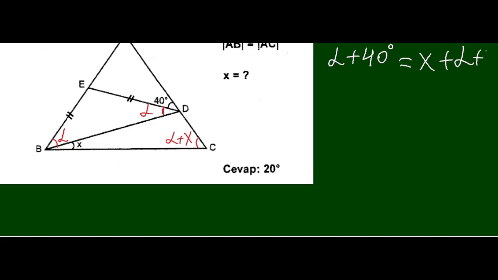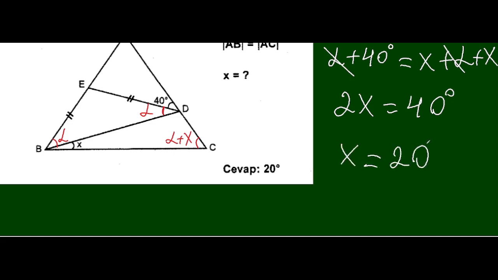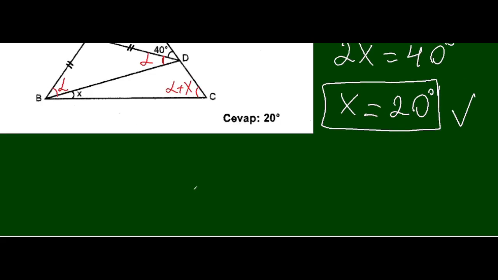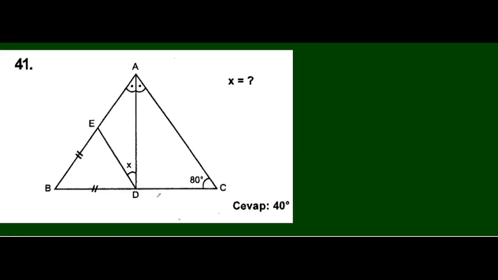Here x. And here alpha and alpha will be cancelled, and we'll get 2x will be equal to 40 degrees, which means that x is equal to 20 degrees. And this is the right answer. This is the answer. It's called cevap in Turkish.